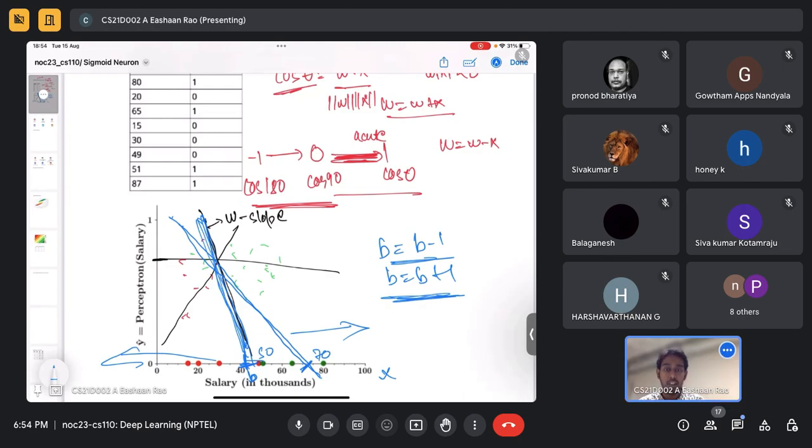Are you getting a little bit of intuition with respect to that? Yes, yes, clear. Okay, so just basically, to move this slope towards a particular direction, we are using b, and b is basically the intercept here in this case. Okay, is there any other question?